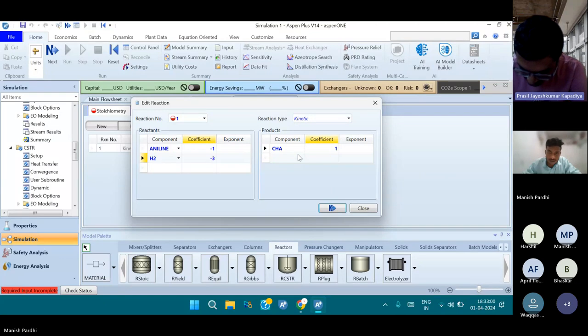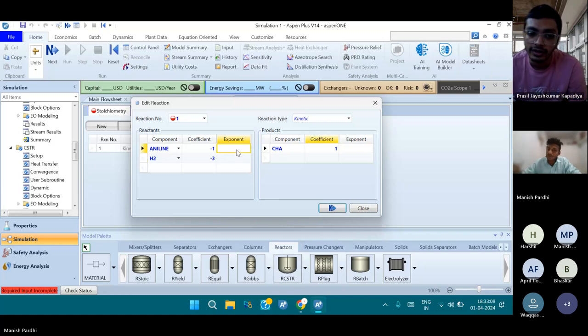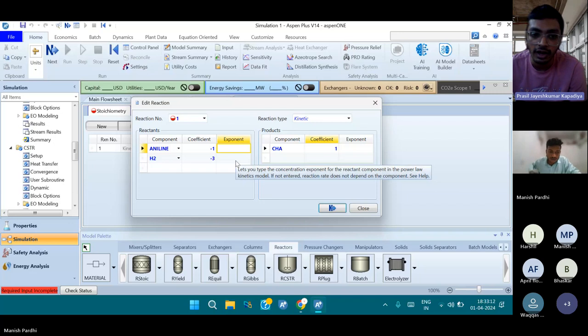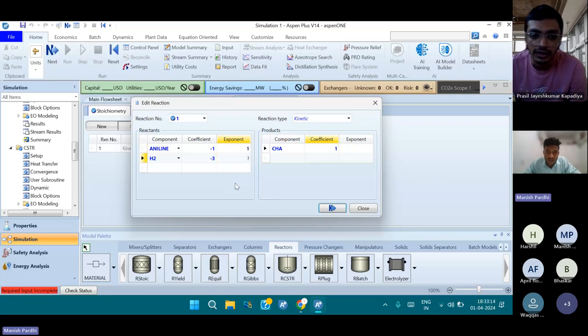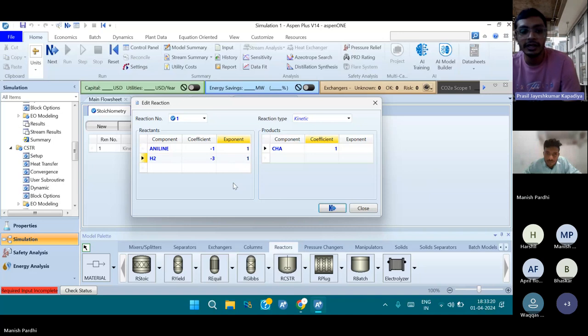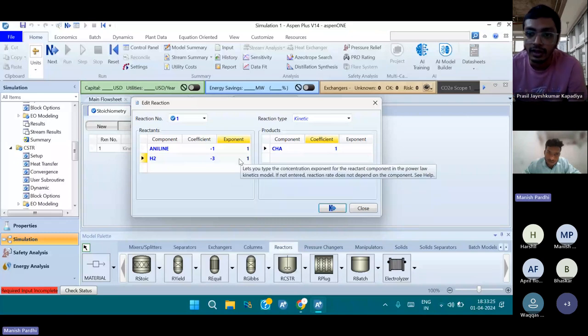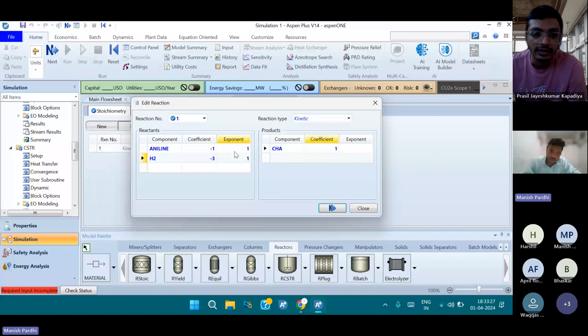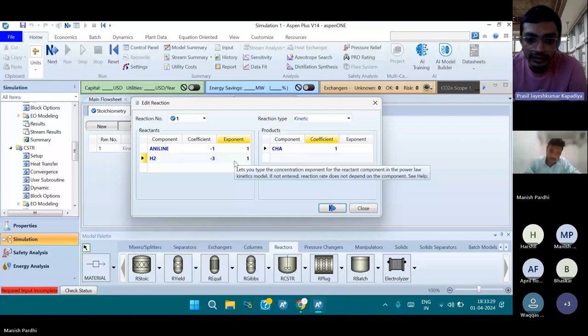The reaction is first order with respect to aniline and hydrogen. So what should we add in the exponent? One in aniline and one in hydrogen. Okay. Yes. If it was first order with respect to aniline only, then we would not be adding anything for hydrogen. Okay, we would leave that. Yes, we would have left that part. Yes. Okay. Now press next.